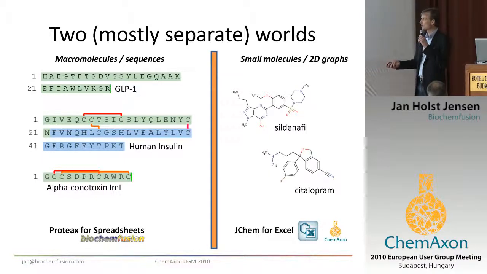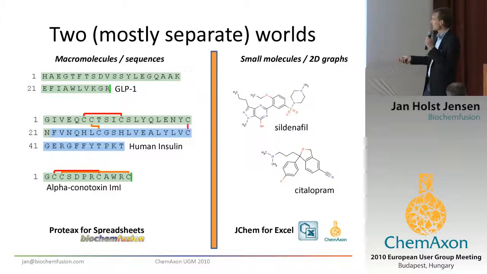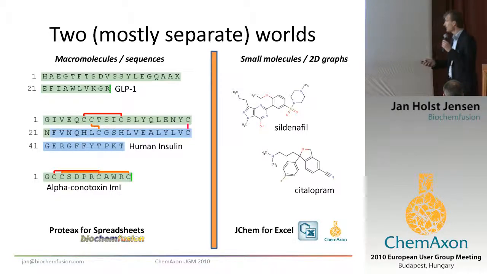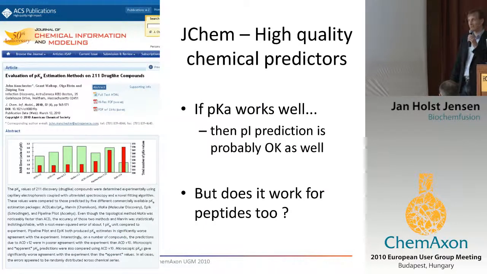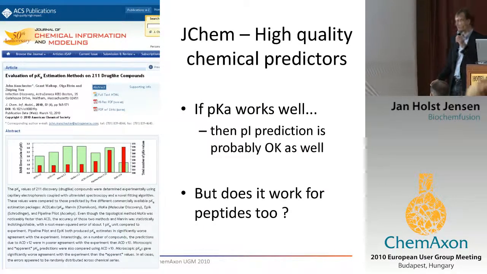Biochemfusion has a product that's called Proteax for spreadsheets. Proteax is the toolkit that lets you do sequence analysis and manipulation. And since it's called Proteax for spreadsheets, it means that it runs directly inside spreadsheets, including Excel. So we've got these two products running inside Excel, and we've got these two very different ways of describing molecules. So, can we break down this wall? Yes, we can. And I thought about a use case for that to show you a demo of that.